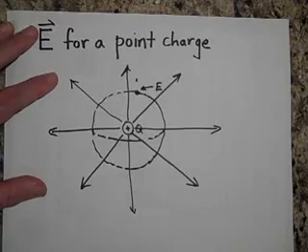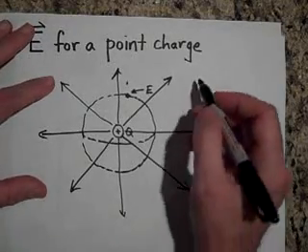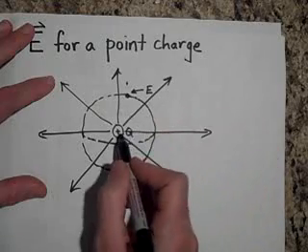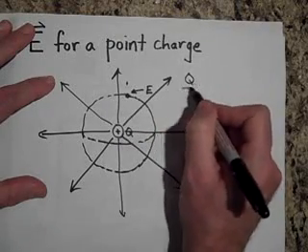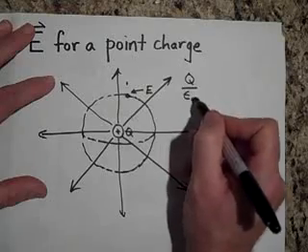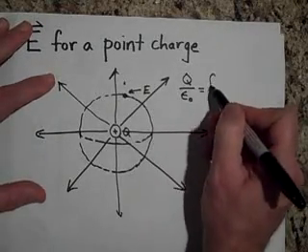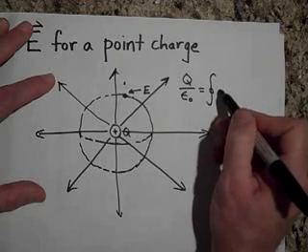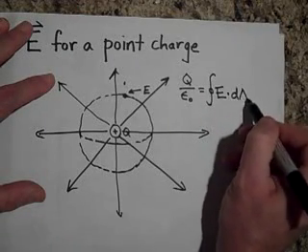Okay, well, if that's the case, now let's write down Gauss's law. It says that the Q enclosed, this is the Q that's enclosed, so I'll make a capital Q since it's all enclosed, over epsilon naught. That's equal to the closed surface integral of E dot dA.